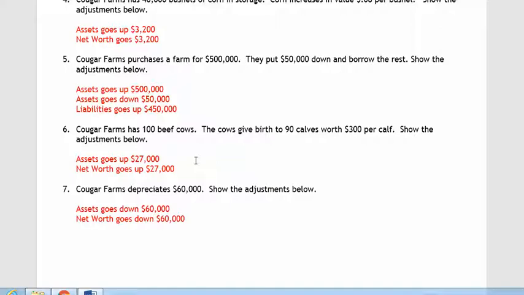Number 7, not so fun, but depreciation. Cougar Farms depreciates 60,000. As you all know, depreciation is when the value of our assets goes down. We show that it goes down 60,000. Assets go down in value 60,000, so net worth goes down 60,000.